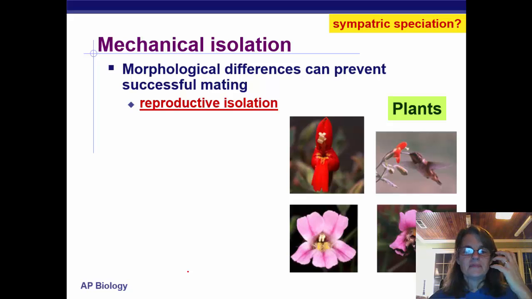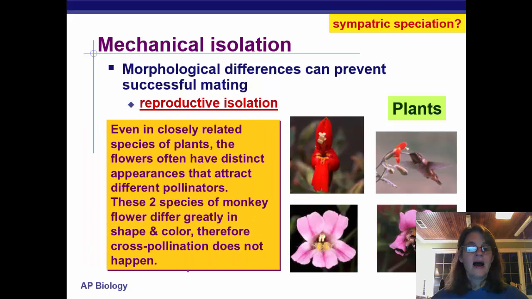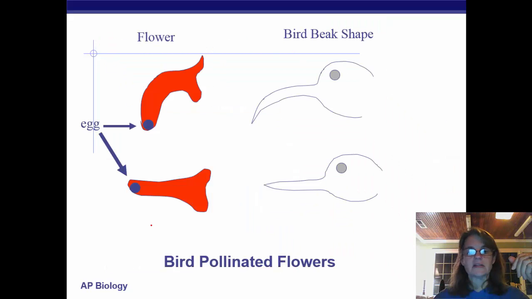Mechanical isolation is exactly what it sounds like. You have actual literal physical differences that can't be overcome, and so you can't make a zygote because the parts don't work, okay? Even in really closely related plants like different orchids, the flowers often have such different, distinct appearances that they attract really different pollinators, and the shapes of the flowers are very different, and so on.